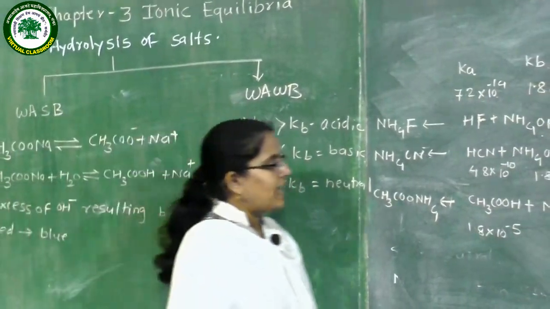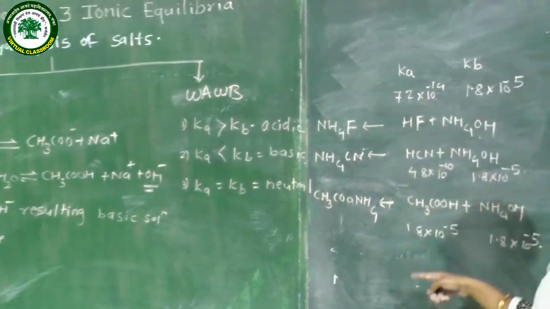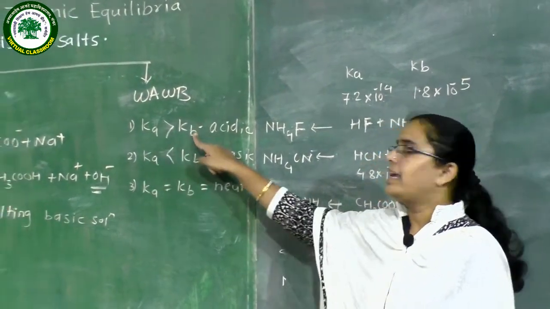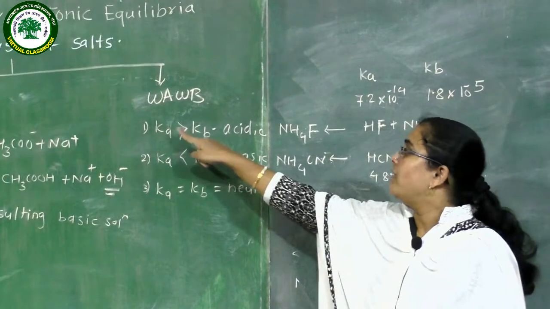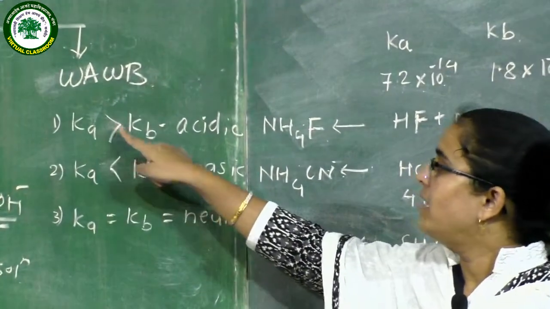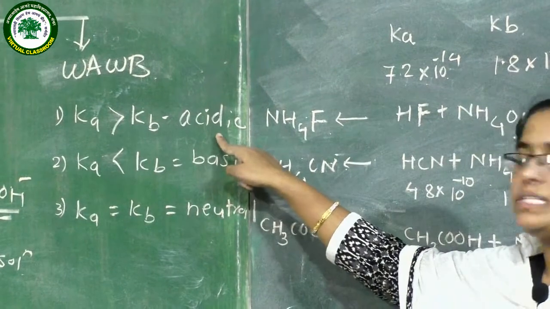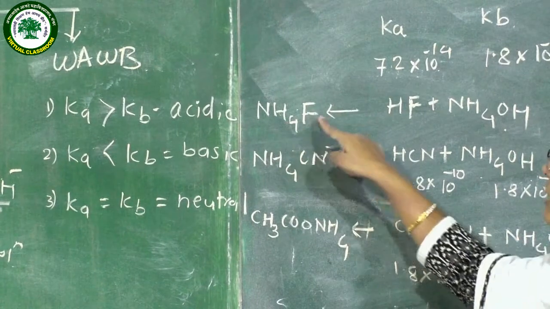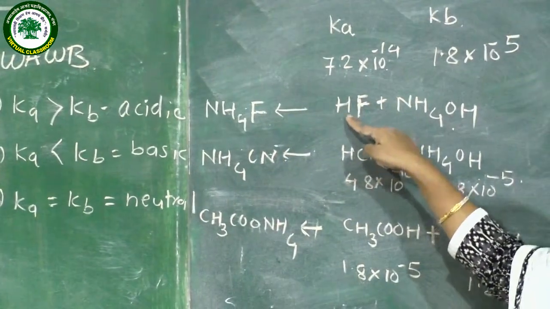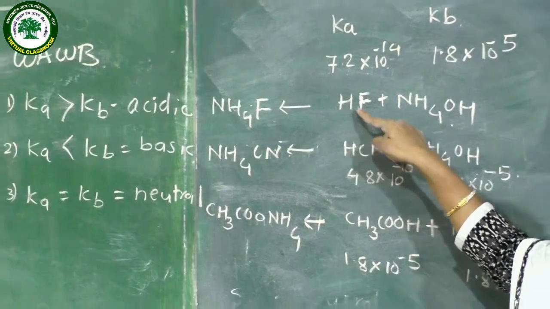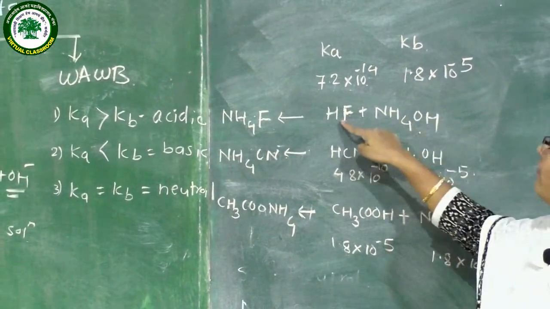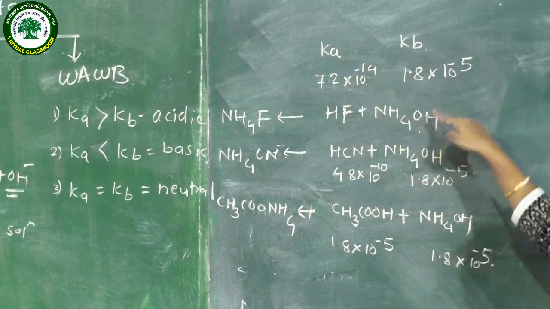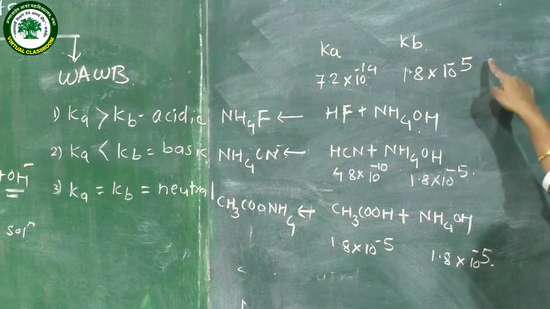For a salt of weak acid and weak base, there are three different cases, based on Ka. What is Ka? Ka is the dissociation constant of the acid and Kb is the dissociation constant of the base. The three cases: when Ka is greater than Kb, the solution becomes acidic. For example, NH4F, ammonium fluoride, formed from HF, hydrofluoric acid, plus NH4OH. The Ka value of hydrofluoric acid is 7.2 x 10^-4 and the value of Kb is 1.8 x 10^-5.